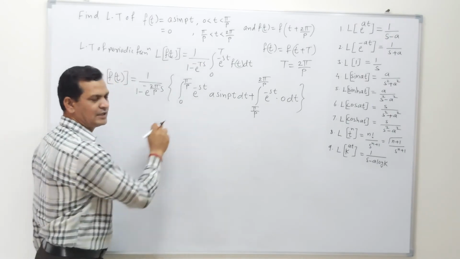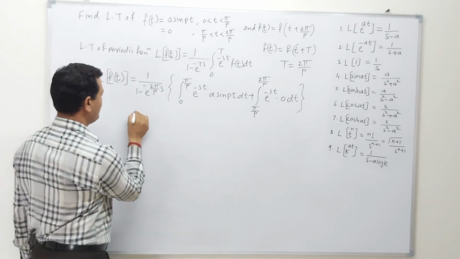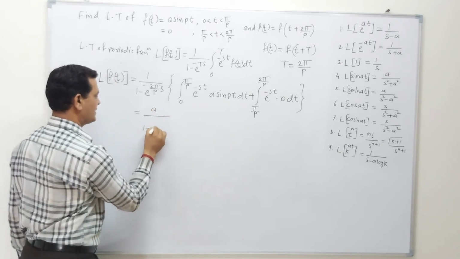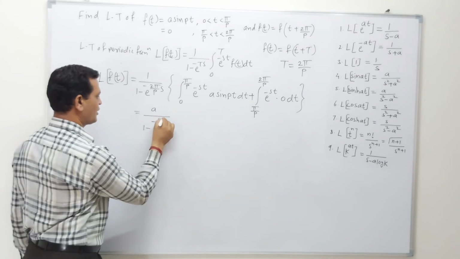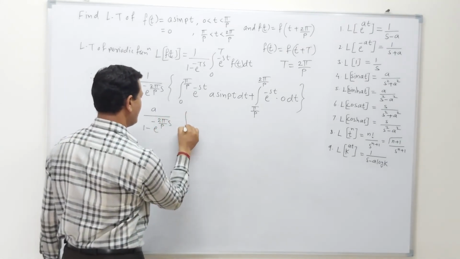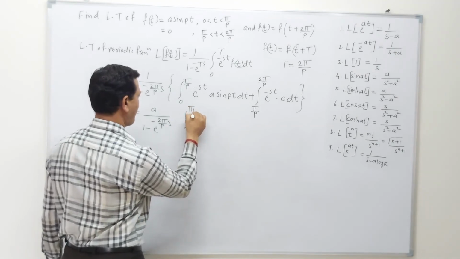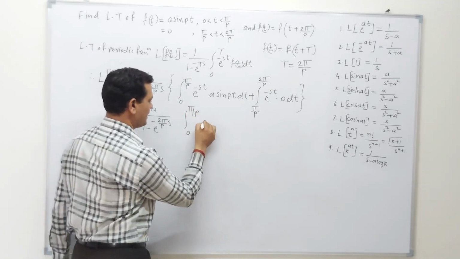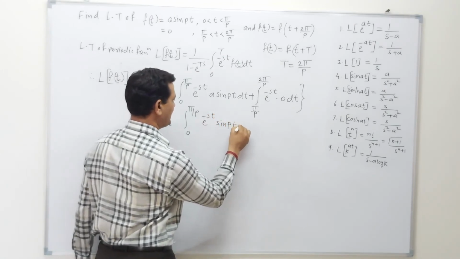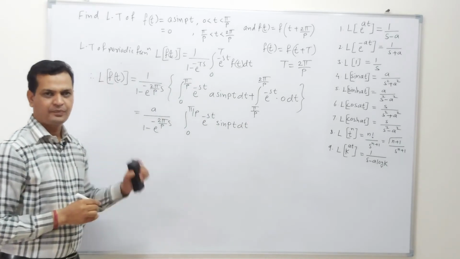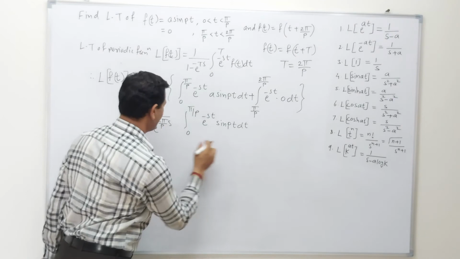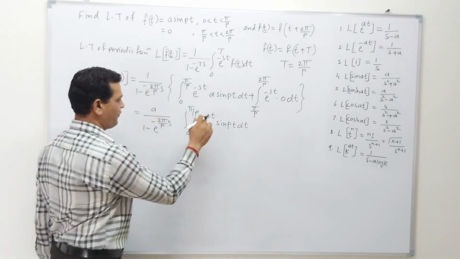So in the first term, this a is constant, so we can take it outside the integration. So we write this as a upon 1 minus e raised to minus 2π upon p into s, then the integration, this is 0 to π/p, then e raised to minus st into sine pt dt. So after rewriting this term, for understanding this concept simply, we get this term.